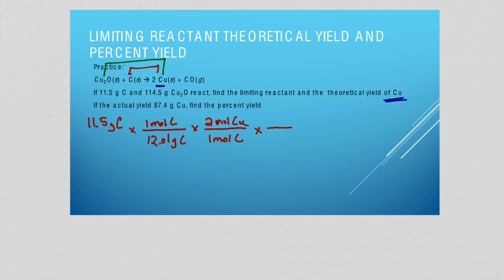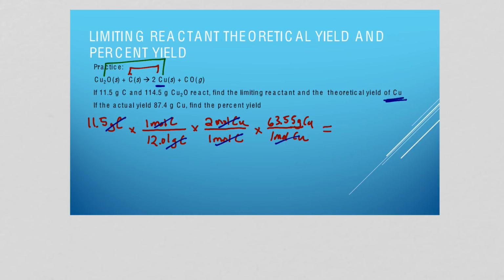And lastly, we're going to take our moles of copper and convert it into grams of copper. So again, looking on the periodic table, 63.55 grams of copper per every mole of copper. Again, we set it up that way so that everything cancels out. So we're using our dimensional analysis, so our grams of carbon cancel out here, our moles of carbon cancel out here and here, and our moles of copper cancel out here and here, and we're left with our target on top of grams of copper.